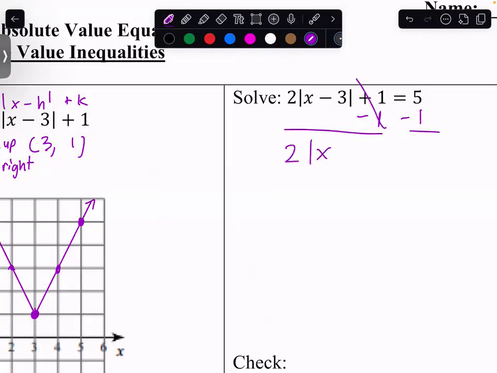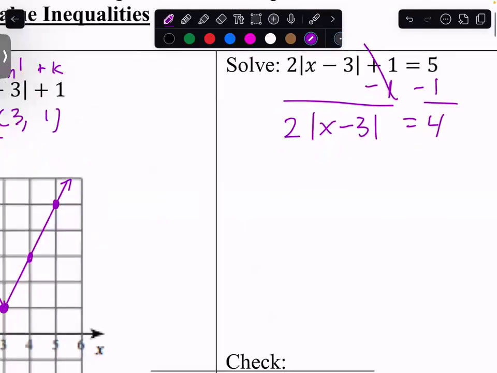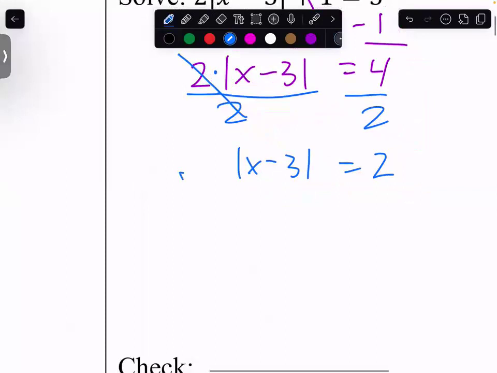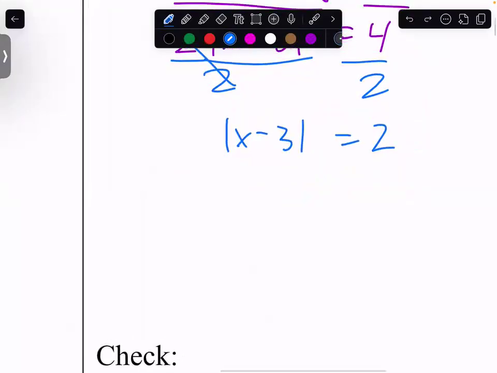Okay, so 2 absolute value x minus 3 equals 4. Now is a good time to get rid of the 2. The 2 is touching the absolute value, which means multiplication. So to undo multiplying by 2, you would divide by 2. And now we have the absolute value by itself. There's nothing in front of it. There's nothing behind it. So remember, this is where we split it into 2 new equations.